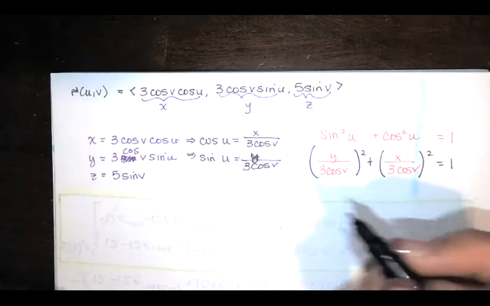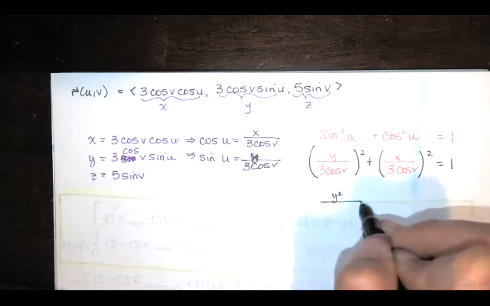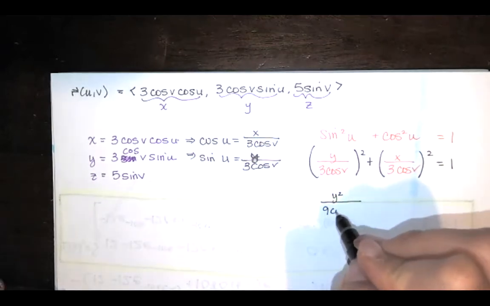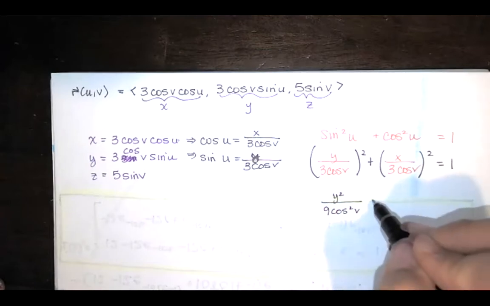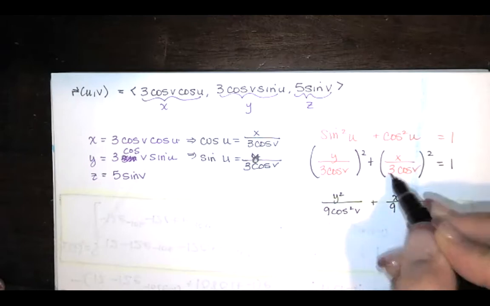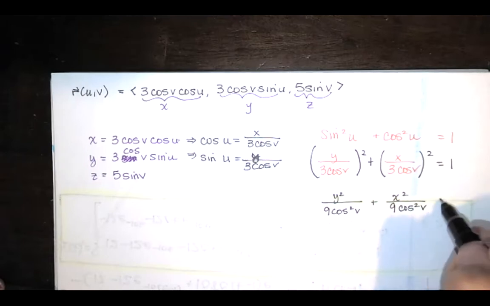So we've got two fractions here, square the numerator, square the denominator. Here you've got a product, square each factor separately. 3 squared is 9. We have cosine squared v. Similarly, 3 squared is 9, and we have cosine squared v there, equals 1.